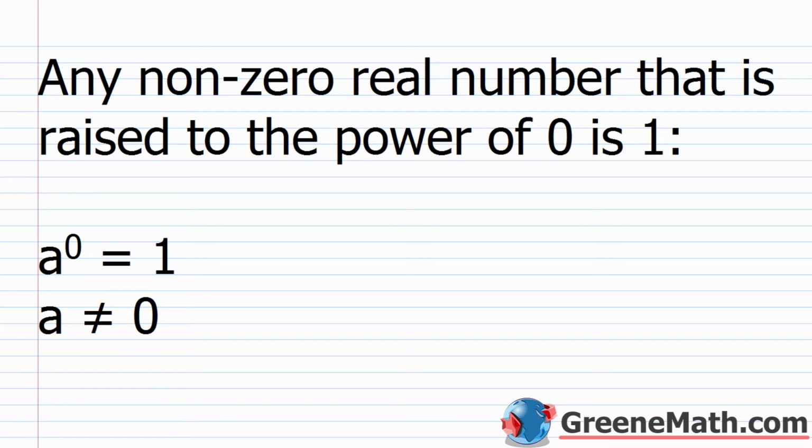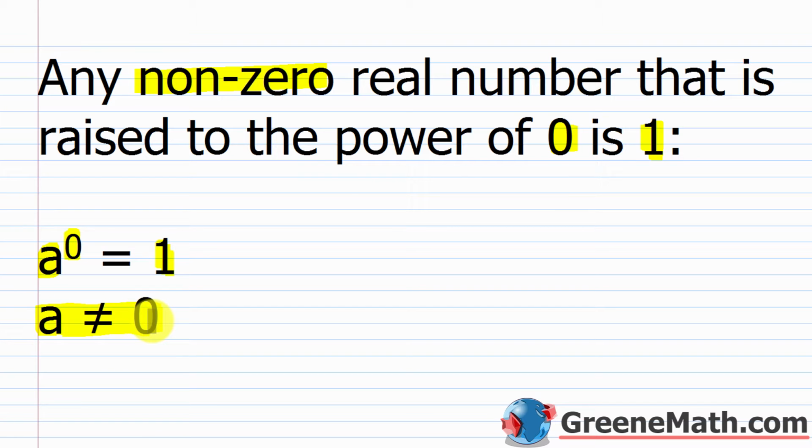So in each example, we saw 2 to the power of 0 was 1, and 3 to the power of 0 was 1 also. So here's the rule that you want to write down and memorize. Any non-zero real number that is raised to the power of 0 is 1. So a raised to the power of 0 is 1, and a is any real number, but a is not allowed to be 0. Okay, so a is not going to be 0.